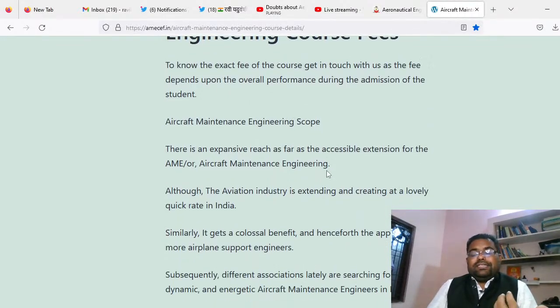So if we look at the scope, there is a huge scope for AMEs, aircraft maintenance engineers, to work in the private airlines. And we know that India is the biggest market, and that's why most foreign airlines are also interested to start their operation in India. And India itself, these airlines keep on growing. So there is a huge demand for aircraft maintenance engineers in the coming future. So it has very good chances to work in the aviation sector particularly.